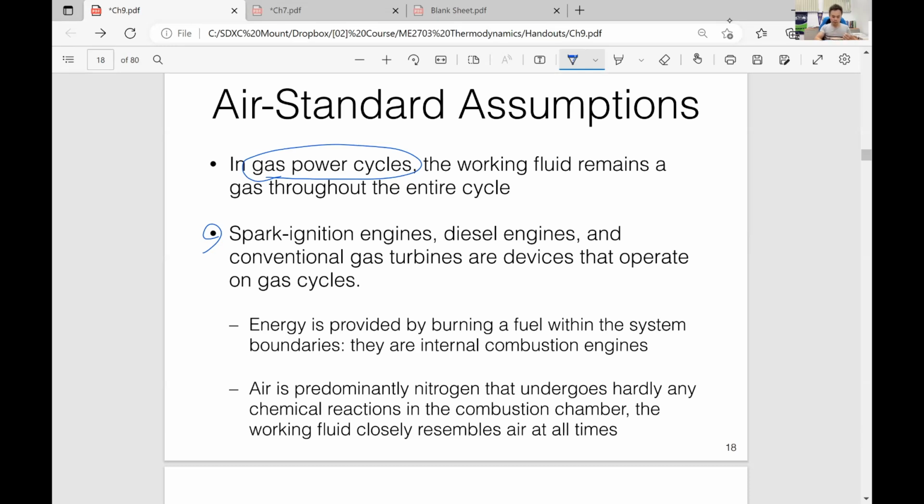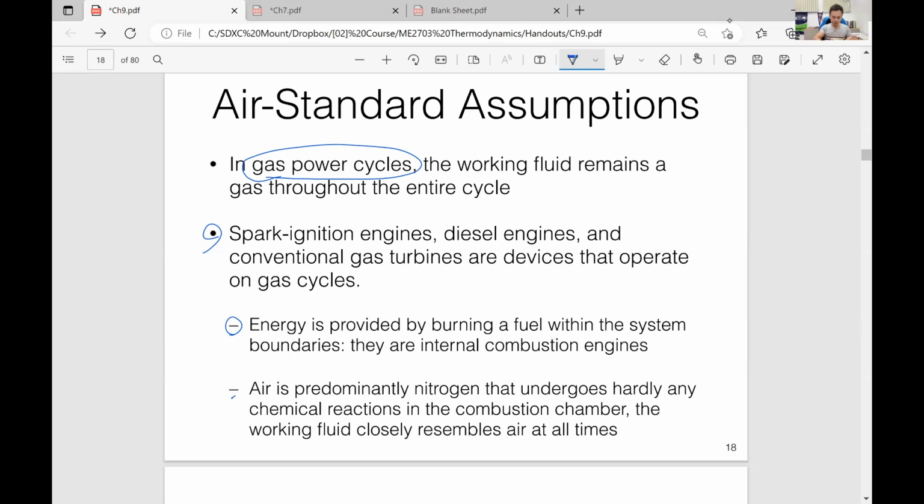Energy is provided by burning a fuel within the system boundary. That is the internal combustion engine, right? Of course, they are internal combustion engines. But we don't deal with the combustion process because combustion is a super complicated process. Instead, we just use Q in to replace the combustion process.